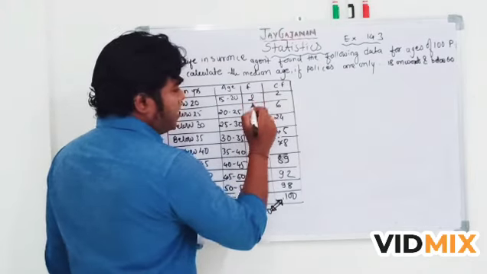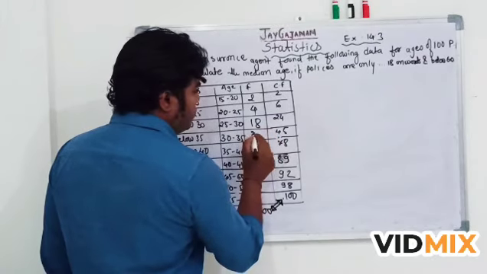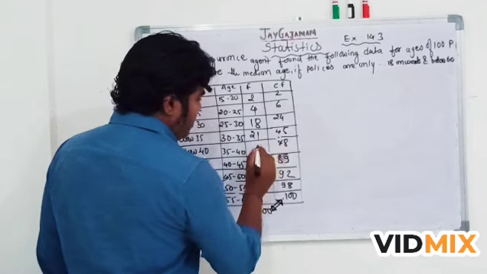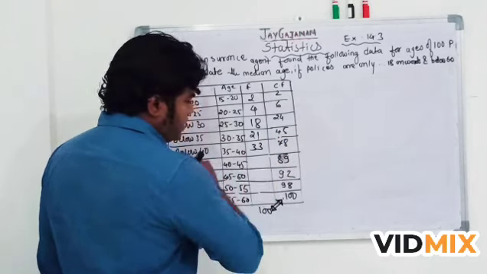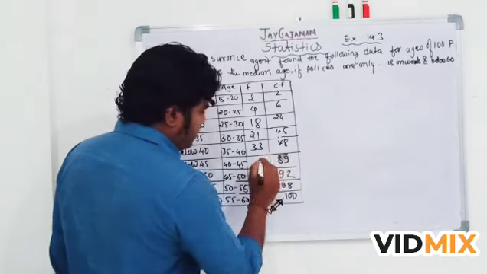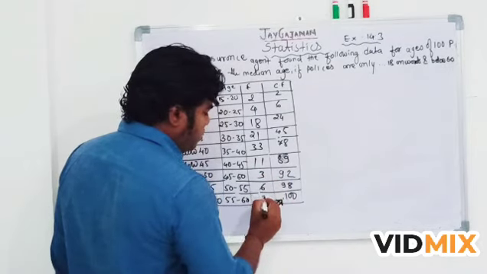2, 6 minus 2, that is 4. 24 minus 6, that is 18. 45 minus 24, that is 21. 78 minus 45, that is 33. 89 minus 78, that will be 11, I guess. 9 minus 8, 1. 8 minus 7, 1. 92 minus 89 is 3. This is 6, and this is 2.